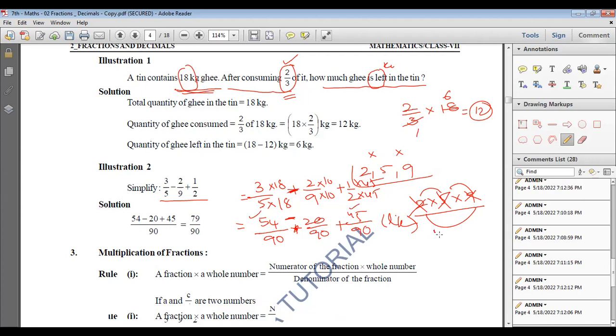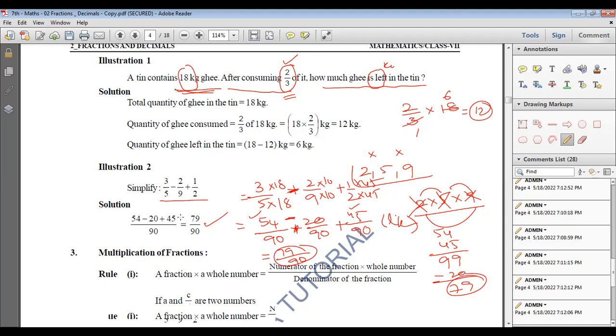First we have to do addition and then subtraction. Very good. You are supposed to add, then you need to subtract the 20. Yes, 79 by 90. You can see here too, not the same answer.